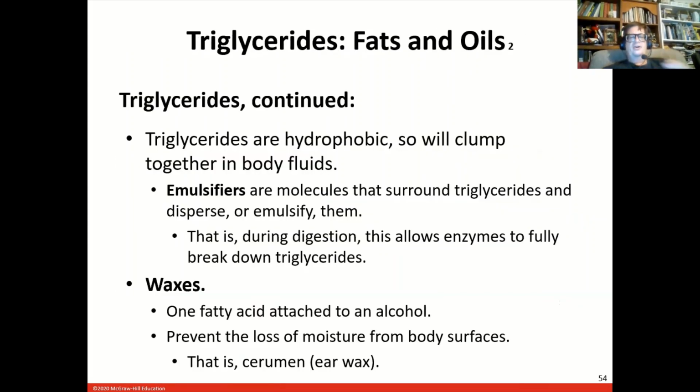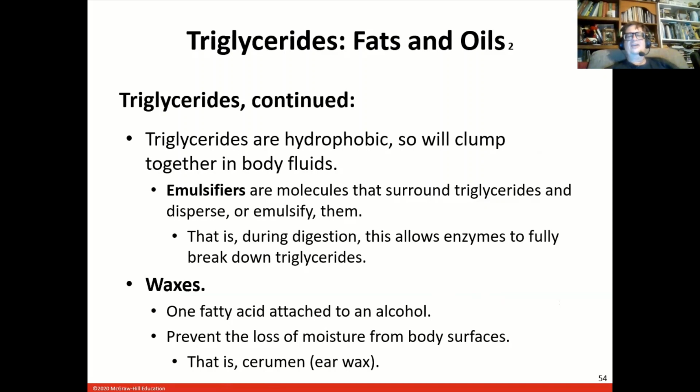All right, so triglycerides are hydrophobic. They don't like water. They clump together in body fluids. We have little droplets that are forming. So those emulsifiers and molecules that surround triglycerides disperse or emulsify them, and that means break them into tinier droplets. We do this because it increases the surface area. If you have a bunch of little droplets instead of one big droplet, there's a lot more surface area for the enzymes to work on.